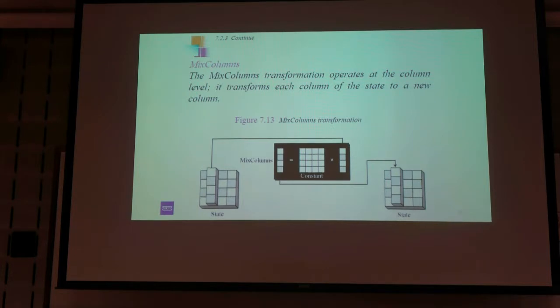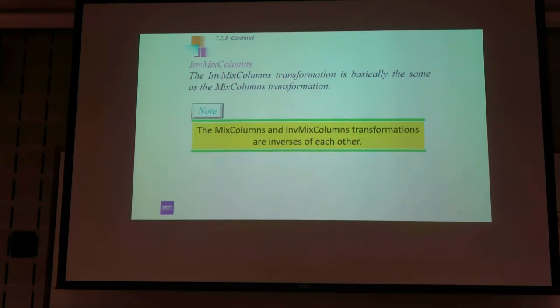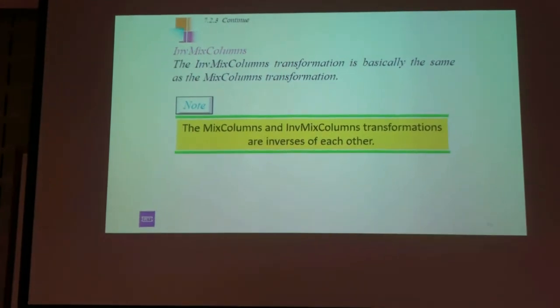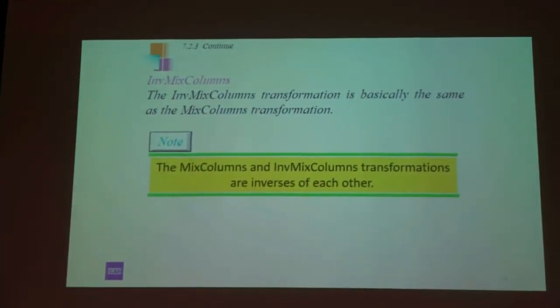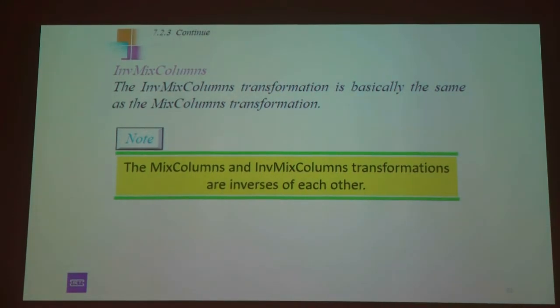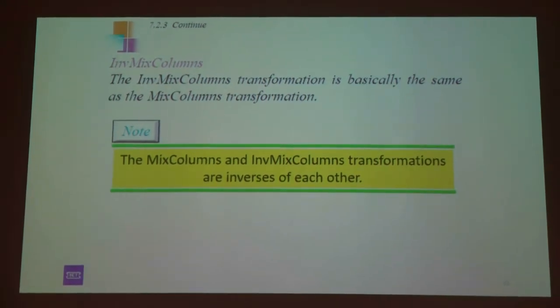How do we mix the columns? Multiply it with a matrix. Alright? We'll have a completely different value. So the mix columns transformation operates at the column level. It transforms each column of the state to a new column. And actually the mixing goes down to the bit level. Right? Then the inverse matrix is very simple. What do you do? Multiply the column with the inverse. We go back, right?